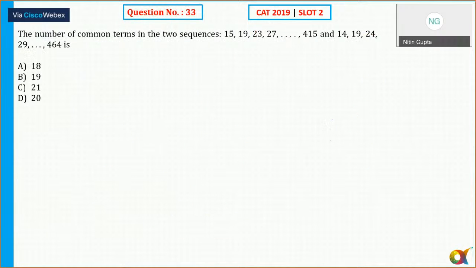Question 33, a very, very easy one. The number of common terms. The first series starts at 19. In the first one, the common difference is 4. In the second one, the common difference is 5. So when I'm combining these two series, the common difference will be the LCM of 4 and 5. So LCM of 4 and 5 is equal to 20. So the common difference is 20.